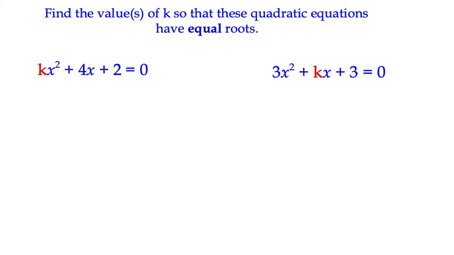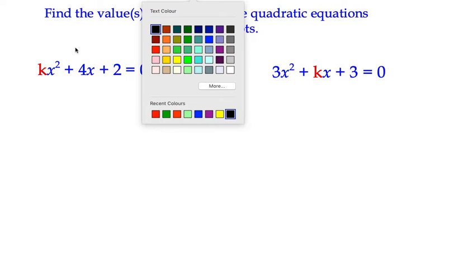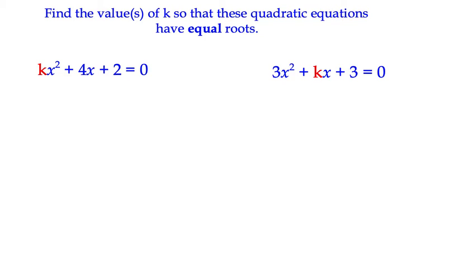So we can go ahead and use the discriminant. That's what we would normally do when we're talking about roots. So anytime you see the idea of the nature of roots, we're going to use the discriminant, whether or not you can work it out. So what we've got, a is k this time, b is positive 4, and c is positive 2. Okay, so let's work out the values here.